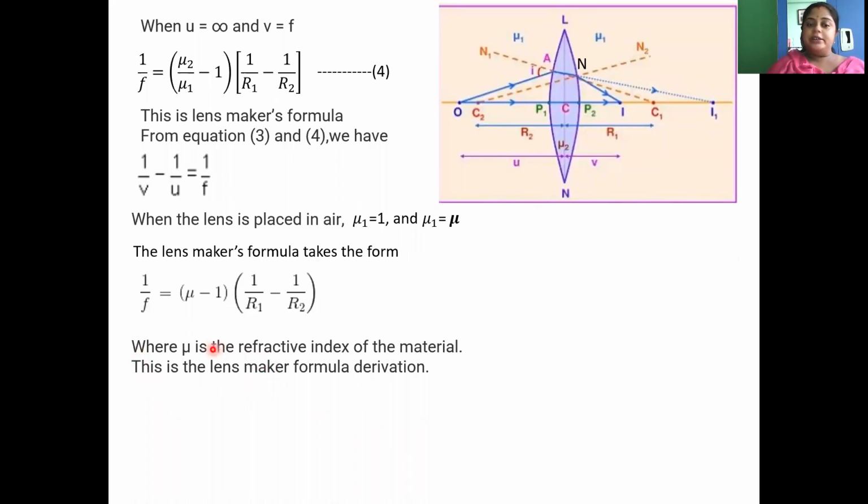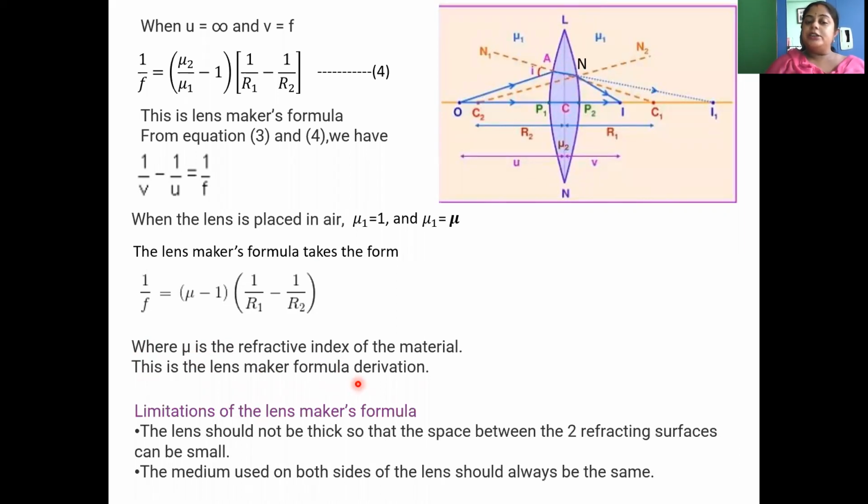Okay, student, it is the required Lens Maker formula. Is there any problem or doubt? Now see, limitations of the Lens Maker formula. The lens should not be thick, so that the space between the two refracting surfaces can be small. ये दोनों सरफेस का बीच का जो डिस्टेंस वो बहुत ज्यादा नहीं होना चाहिए.